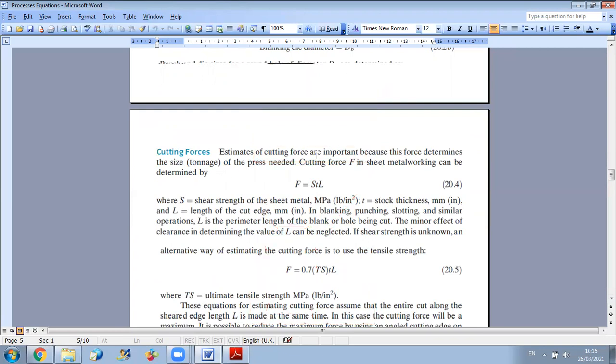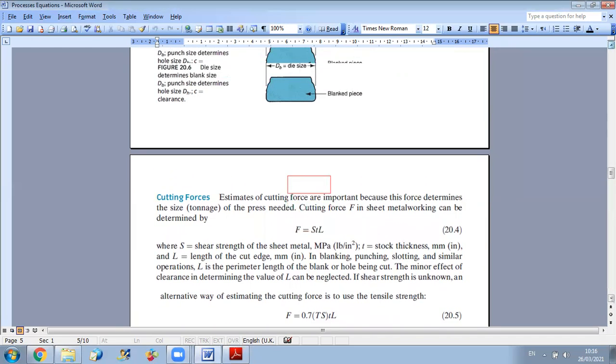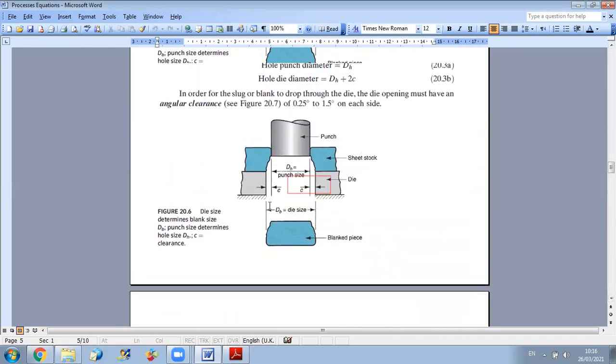Now, concerning the estimation of the cutting forces required. You know that to determine the capacity of your press, you need to determine the force needed to perform the cutting operation. Since here we are dealing with shear, the force is calculated as the shear strength times the area of shear. Here the area of shear between the work part and the equipment is equal to the lateral area of the cut part.